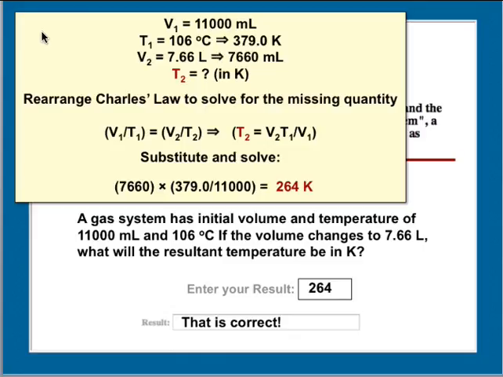How do you convert your Celsius to Kelvin? Just add or subtract 273. Centigrade plus 273 is Kelvin. Kelvin minus 273 is centigrade. Is it 273.15? No, 273 is good.